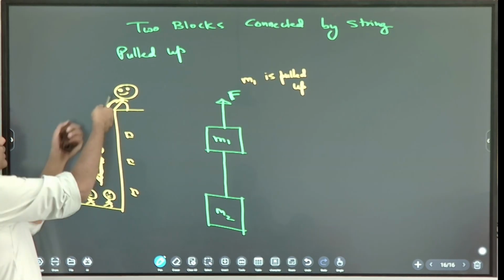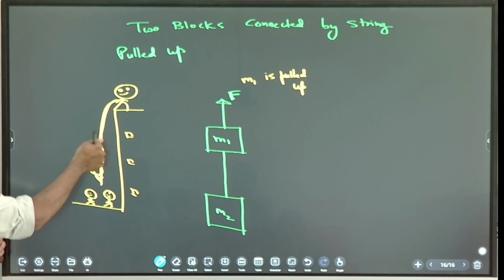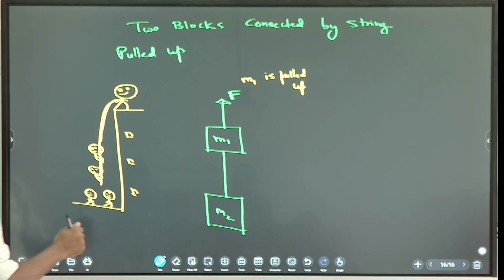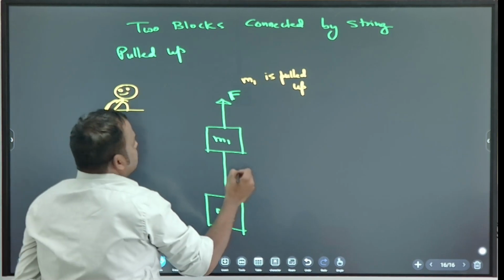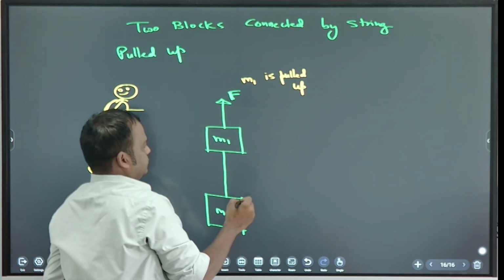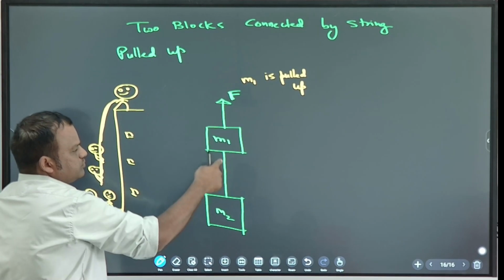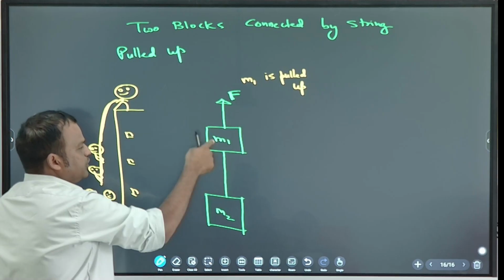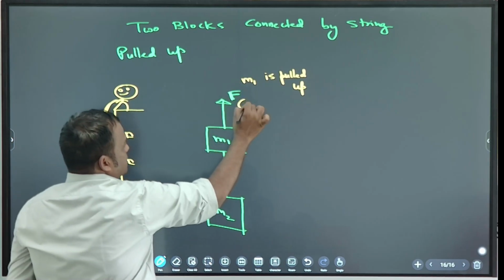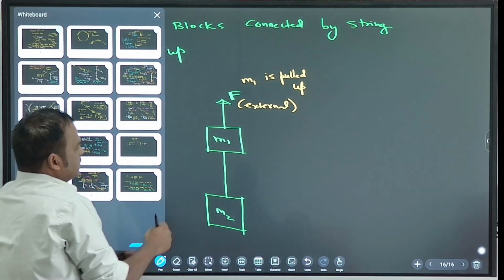Now this person is pulling it. So both these students, what are they doing? Holding the rope. And this person is pulling it. Correct. So like this. Okay. So two blocks are there. So tell me, how many strings? One string. Blocks two. And you are exerting force on M1. So this is external force.